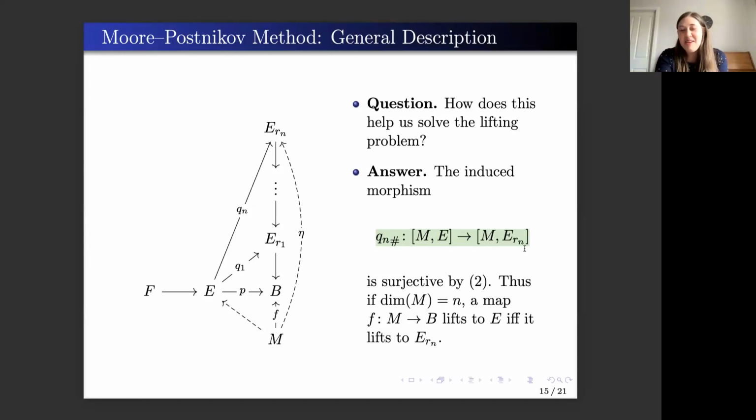If you don't remember this kind of thing, the only place I've seen it written down is in Spanier's old book on algebraic topology. I think it's in chapter 7. So if you're curious about that, you can look it up there.